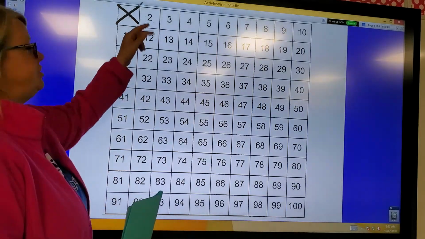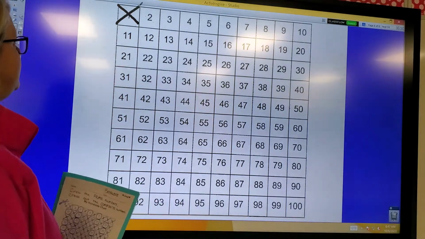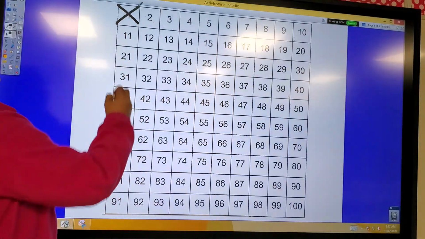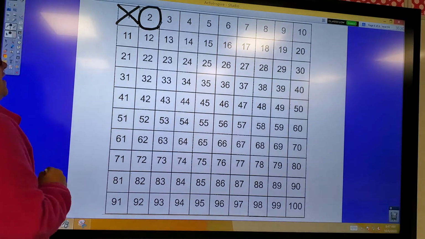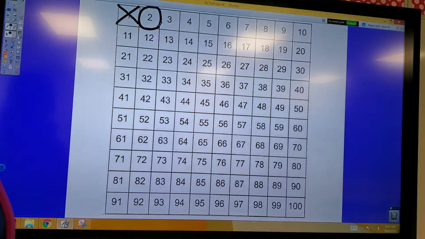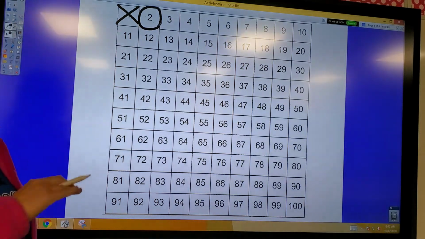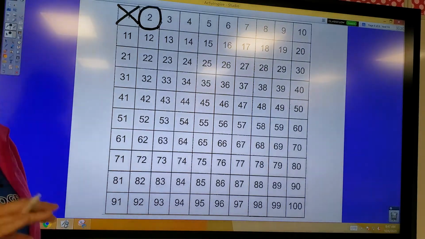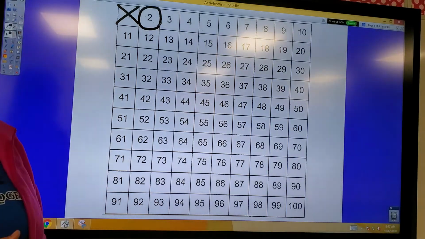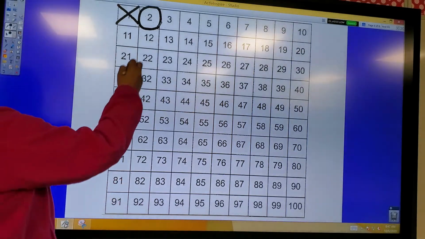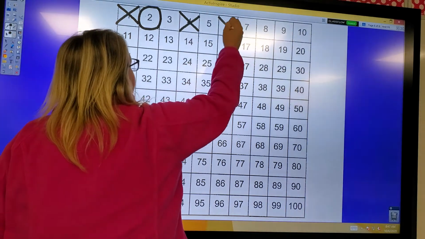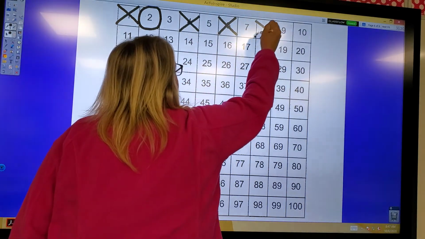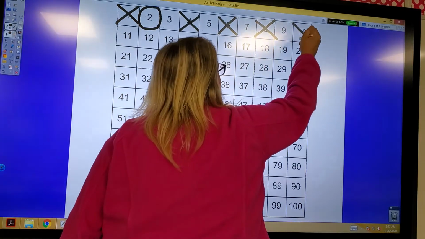The next number we come to is 2. And the only way to get a 2 is by doing 1 times 2. So 2 is prime. So we're going to circle it like that. Now, before we move on to 3, I want us to think about all of the other even numbers. Every other even number you can divide by 2. So that means 4 can be divided by 2, 6 can be divided by 2, 8 can be divided by 2, 10 can be divided by 2.